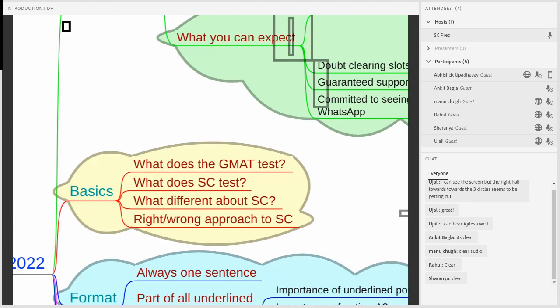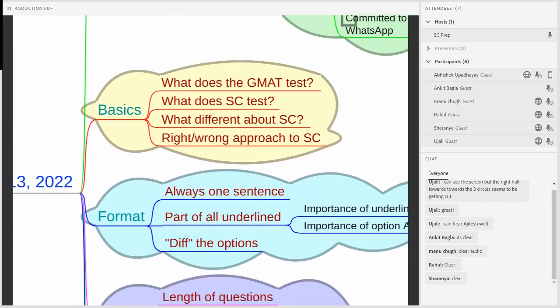All right, guys. Now, let's get going with the real meat of what we have to do. First of all, let's understand what the GMAT wants to test. The GMAT as an exam wants to test your logical abilities. This is very important. It does not want to test your knowledge of grammar. It does not want to test your knowledge of mathematical formulae. It wants to test your logical abilities, more specifically, your higher order reasoning skills.